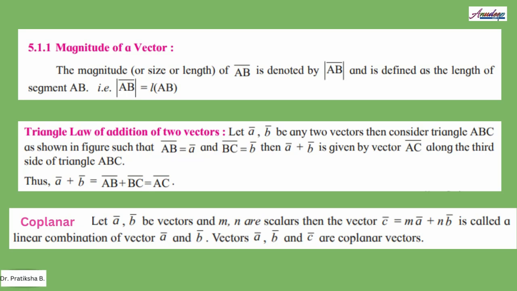Let a and b be vectors and m, n are scalars. If c is equal to ma plus nb, then it is called a linear combination of a and b, and then the three vectors a, b, c are said to be coplanar.